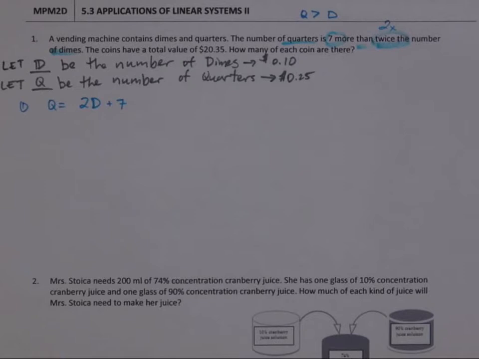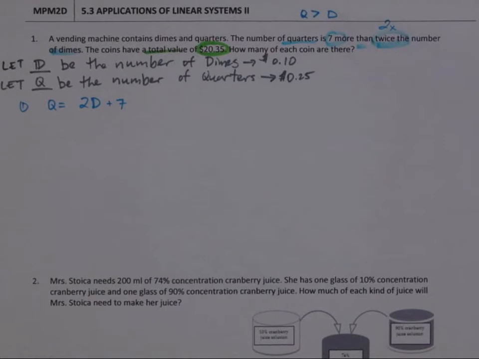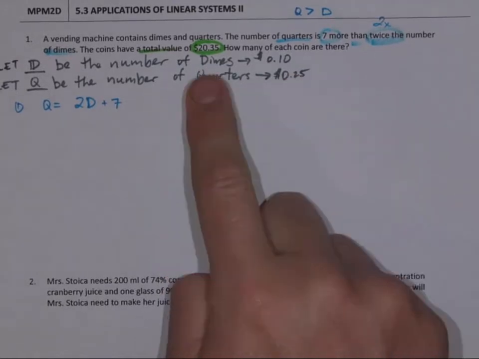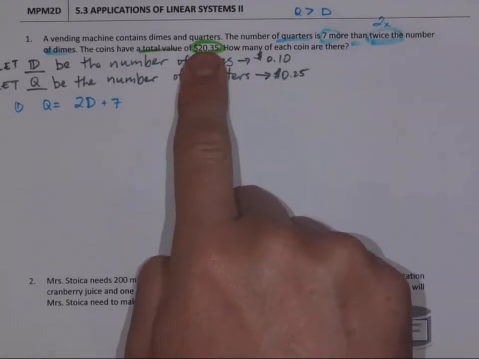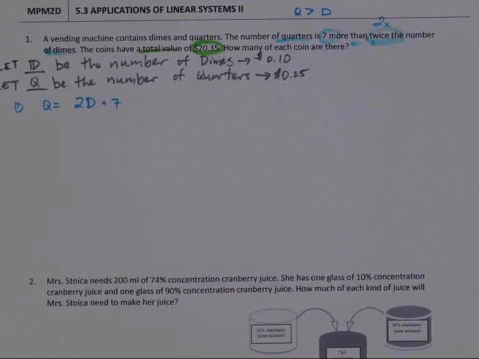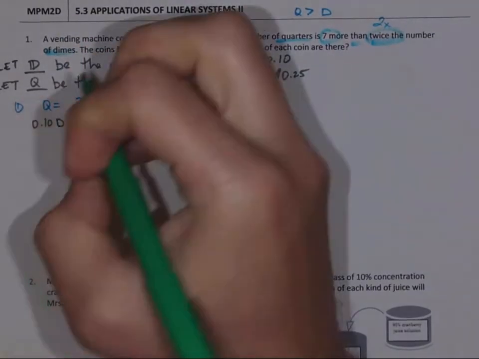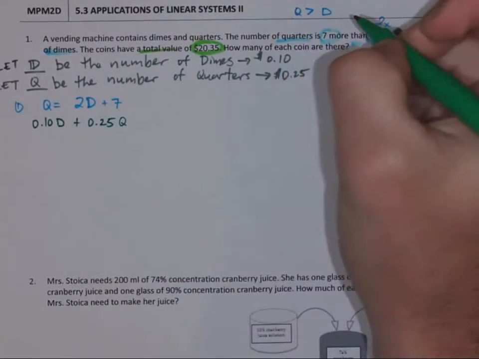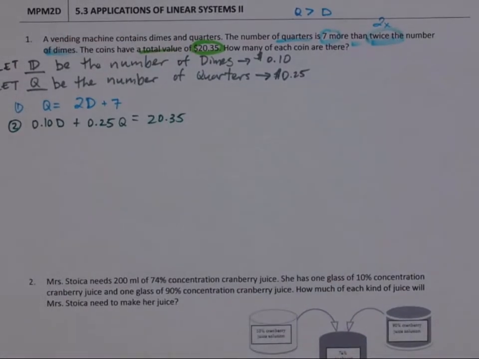Now the second equation is their total value, which is 20.35. So if we think about 10 cents times how many dimes, it's how much money we have in dimes, and 25 cents times how many quarters is how much money we have in quarters. When we add that together, the total is going to be 20.35. So again, how much a dime is worth times how many dimes there are, added to how much a quarter is worth times how many quarters there are, and all that will equal 20.35. And there's our second equation.